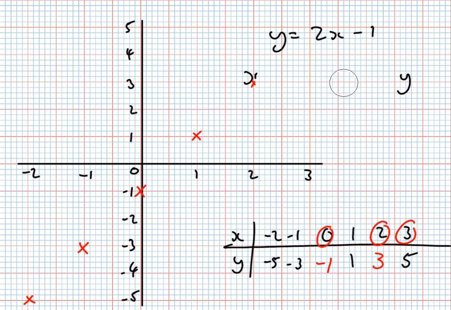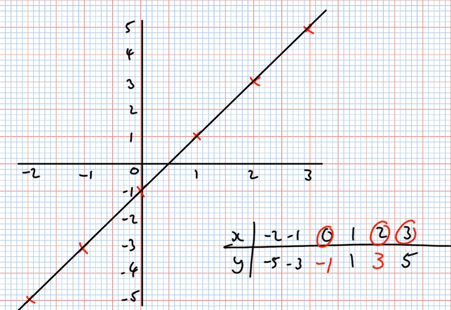Now I'll just remove this here. So we've got 2, 3, and then 3, 5. And then we construct a straight line straight through these values, and then label the line y equals 2x minus 1.